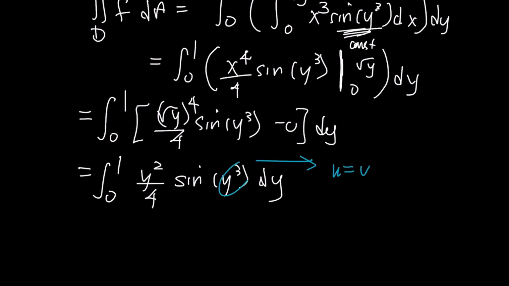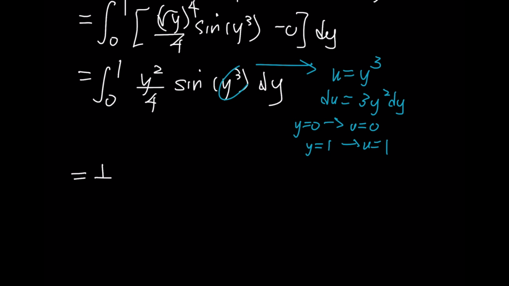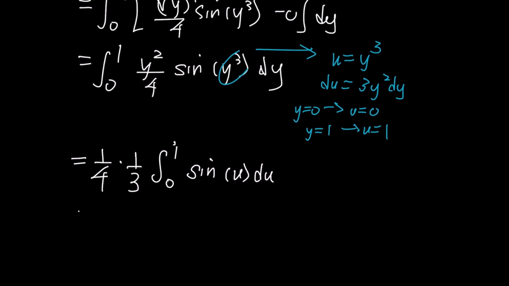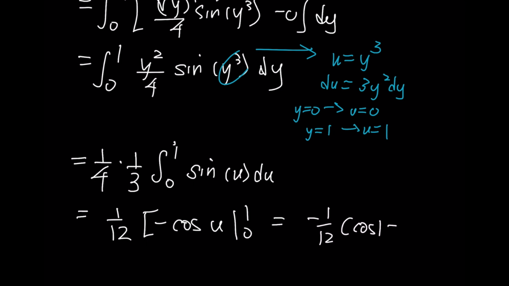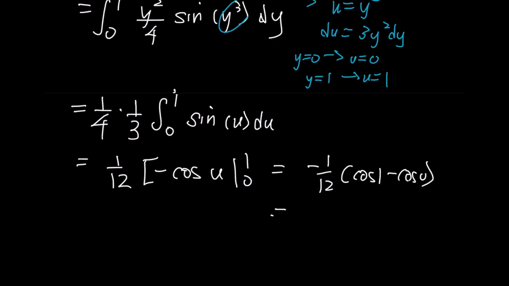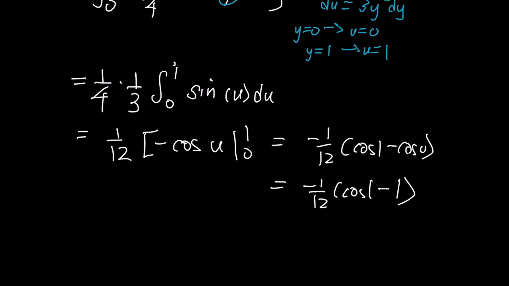So u is y cubed, du is 3y squared dy. When y is 0, u will be 0, and when y is 1, u will be 1. This allows me to write the integral as follows. I can take out the 1/4, another 1/3, integral 0 to 1 of sine of u du. What function do I differentiate to get sine? It's negative cos. Evaluated from here, I'll get negative 1/12 cosine of 1 minus cosine of 0. This is going to end up giving me negative 1/12 cos of 1 minus 1. This integral could not have been evaluated in the order that was given, so sometimes you need to switch the order.